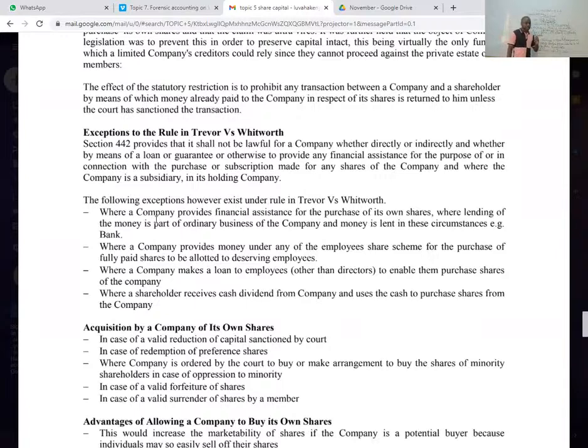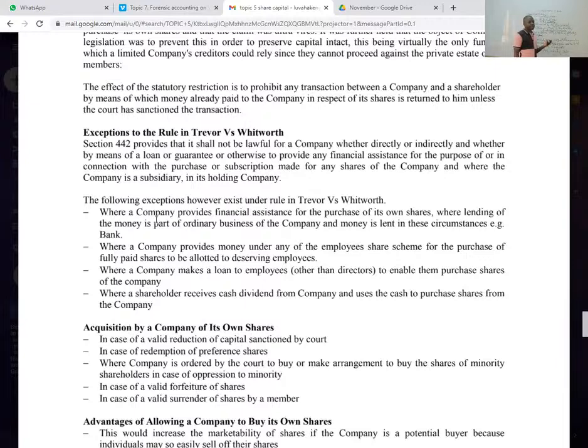Then number three, where a company gives out a loan to an employee, and of course the employee uses the loan to acquire the shares of the company. Remember, under number two, it is a scheme. If you are employed in that company, they have a scheme whereby they normally give money to their employees, then they buy the shares of the company. Then under this one, they give you a loan, so you can apply for a loan in the company. They don't know what you are going to use the loan for, but eventually you use the loan to buy the shares of the company.